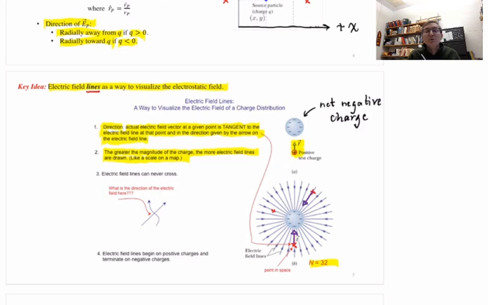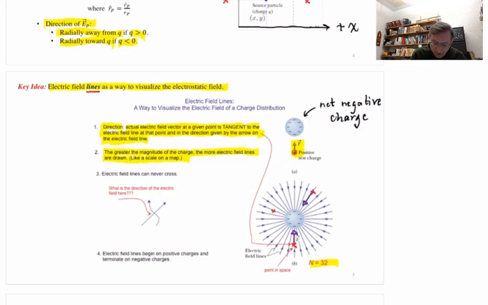Okay, once you have a scale, one thing to note is the closer the field lines are together, generally speaking, the stronger the field. So you see as the lines get closer to the sphere, they get more bunched up. That's telling you the field is getting stronger.